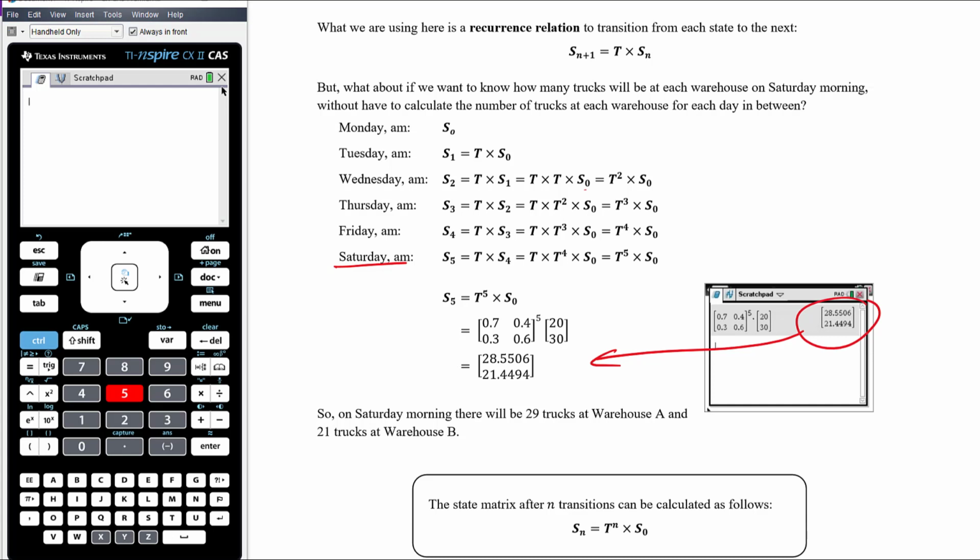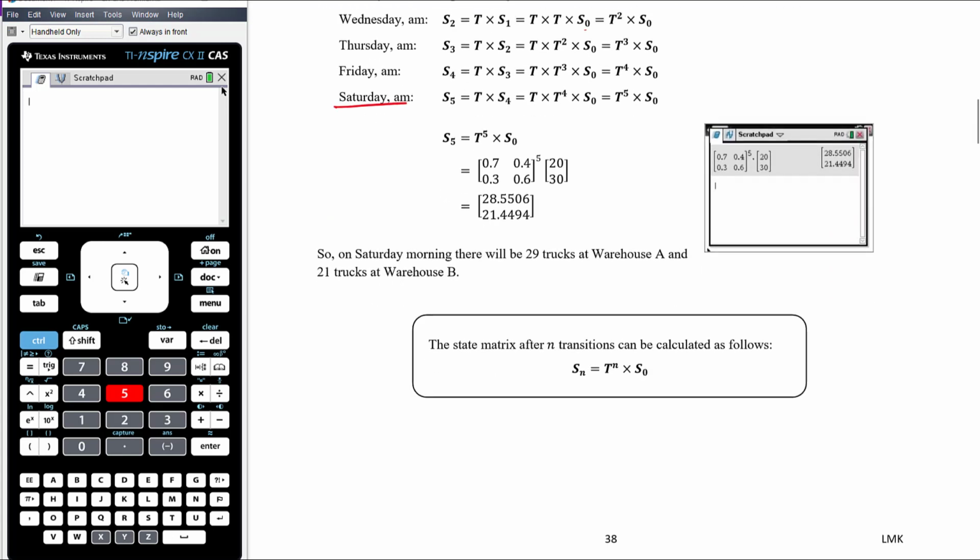So generally speaking, the state matrix after n transitions can be calculated as follows. So if we know S0, we multiply by the transition matrix n times and it gets us to Sn. Now, I want you to be cautious about this formula. I don't want you to think about formula here. It's not helpful, okay?